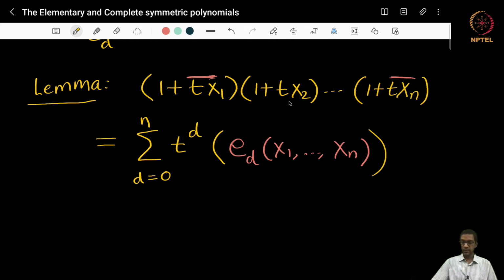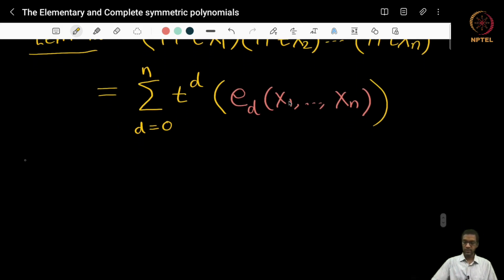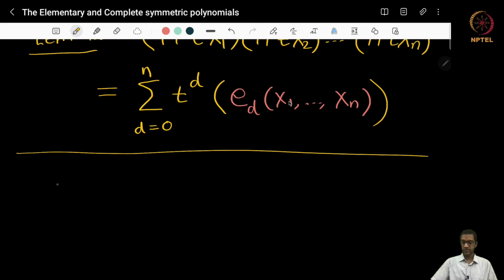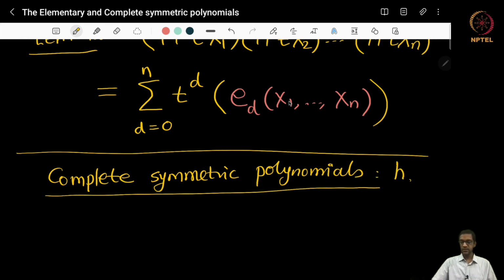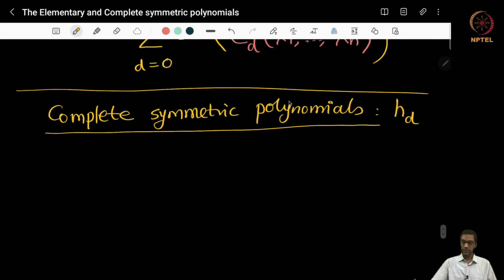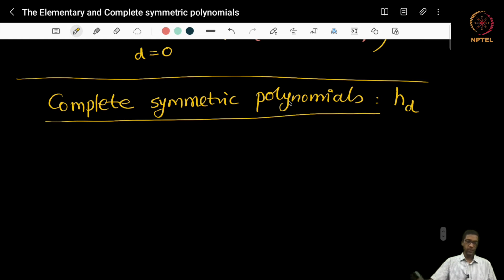Now let's move on to the complete symmetric polynomials. So that's the next class of polynomials, sometimes called the complete homogeneous symmetric polynomials. So let me just call it the complete symmetric polynomials of degree d. Again, let's just list them degree by degree. So these are just like the e's, the notation here is h, so we call them h1, h2, h3, and so on. Now how is h1 defined?